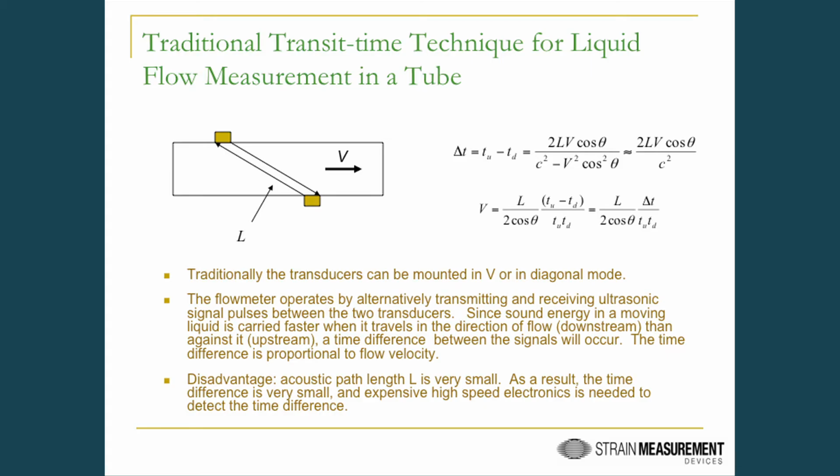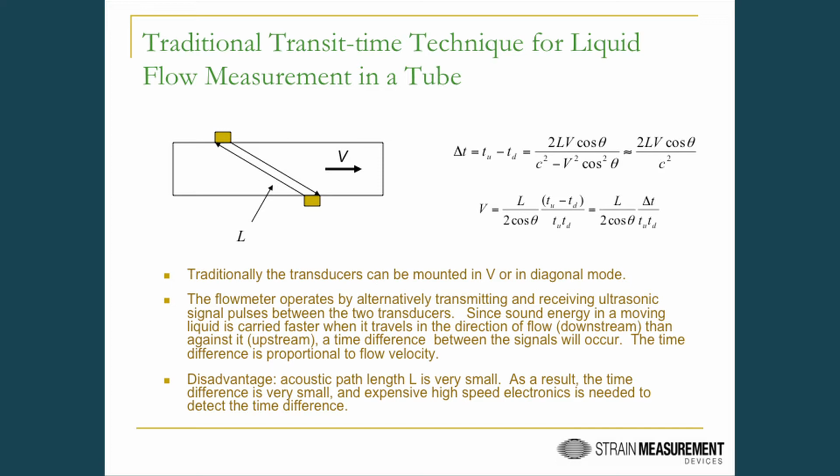In traditional transit time flow meters, there are two techniques. There's a diagonal mode and a V mode. The transducer on the left, which is the yellow thing, is called the upstream transducer. The one on the right is called the downstream transducer. Basically what you're doing in a transit time flow meter is sending a pulse in the downstream direction, then shutting that off and sending a pulse in the upstream direction, and the time difference is proportional to flow velocity.